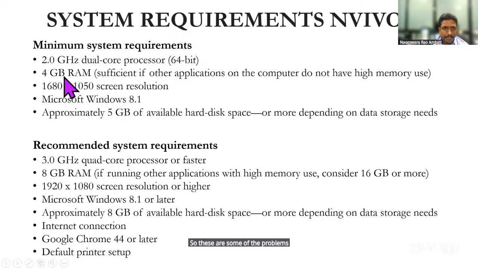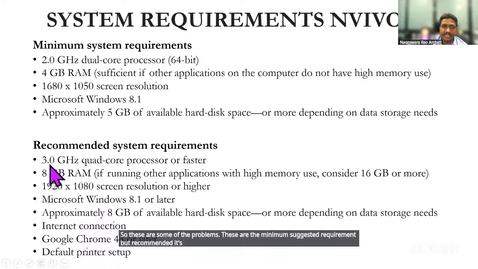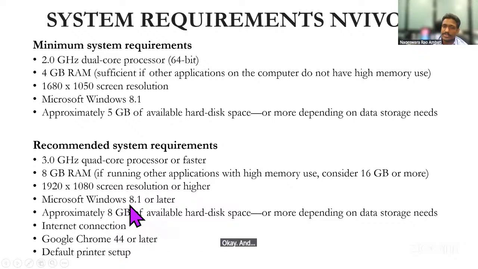These are some of the problems. These are the minimum suggested requirements, but it is better to have a 3.0 GHz dual core processor, 8 GB RAM, Windows 8.1 or later, and approximately 8 GB of hard disk space.